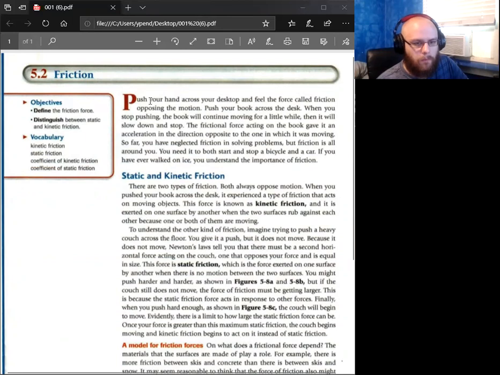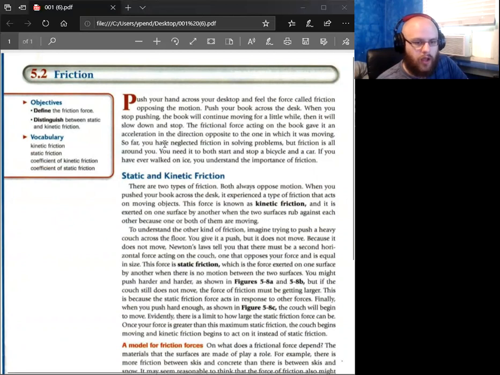So push your hand across your desktop and feel the force called friction, opposing the motion. Push your book across the desk. When you stop pushing, the book will continue moving for a little while. Then it will slow down and stop. The frictional force acting on the book gave it an acceleration in a direction opposite to the one in which it was moving. Looks like I was correct that friction is opposite to the push we give to an object, since the push would have been in the same direction that the book is moving.